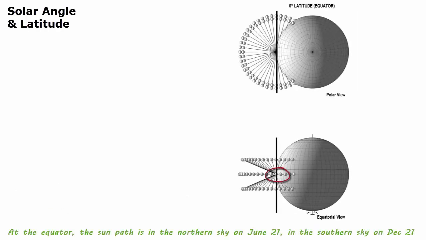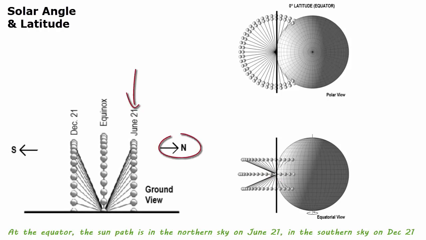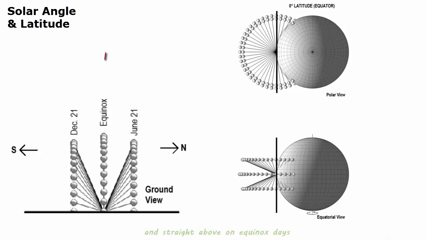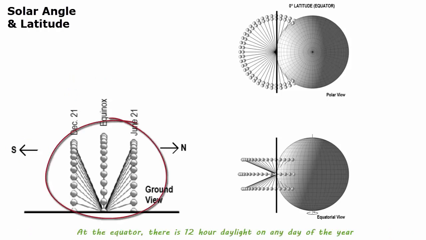At the equator, the sun path is in the northern sky on June 21st, in the southern sky on December 21st, and straight above on equinox days. At the equator, there's a 12-hour daylight on any day of the year.